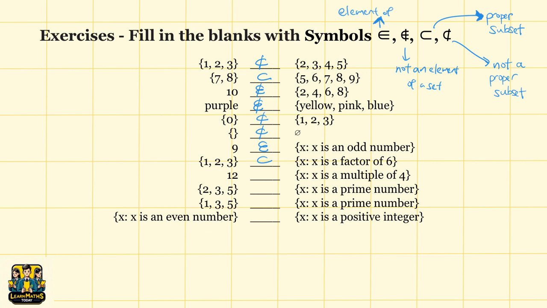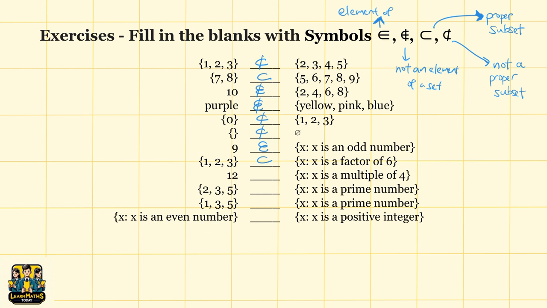the set on the right because it is smaller than the set on the right, and every element on the left is also an element of the set on the right.